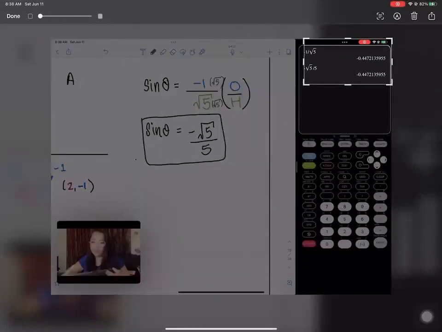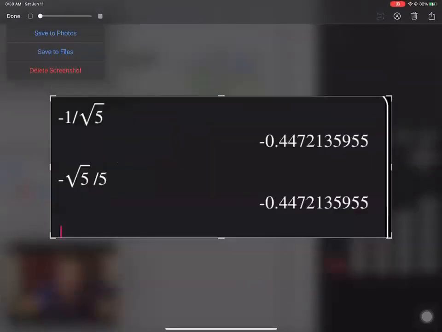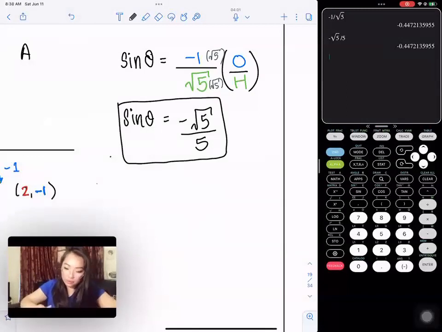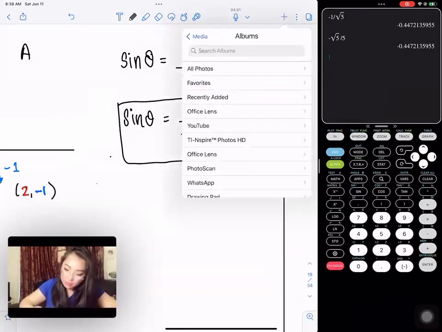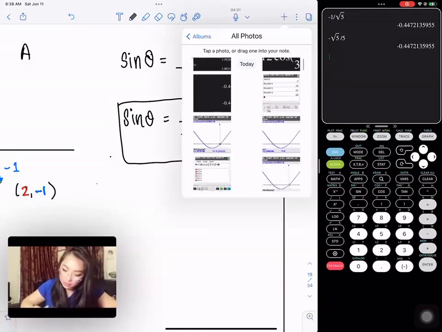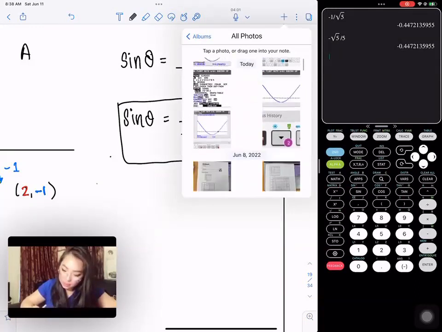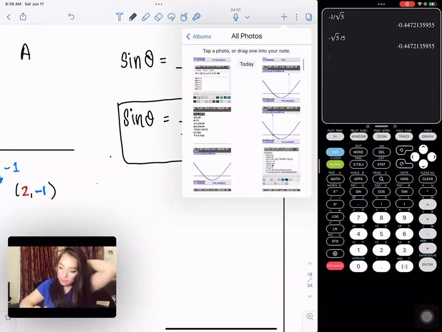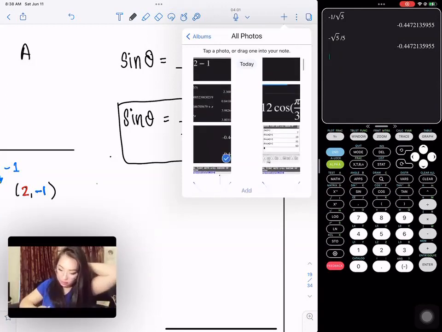All right, I'm going to snippet this picture in there and update it into our solution. Save to photos. Add over here. I took a lot of photos today. What are we adding? We're adding this fraction. Okay.